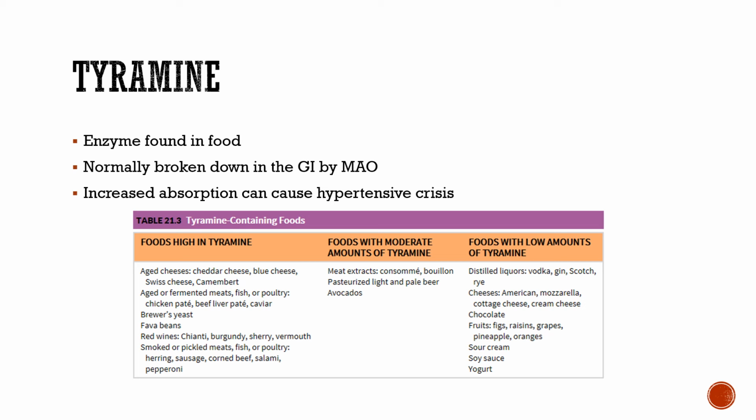Also beers. Oh, man, come on. If I can't have sausage and beer, that's tough. Avocados, distilled liquors, chocolate, sour cream, pineapple, grapes, raisins. I mean, very good stuff.